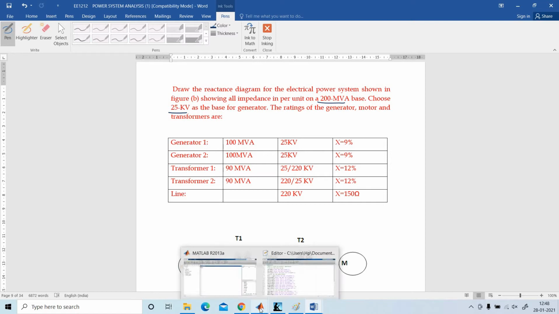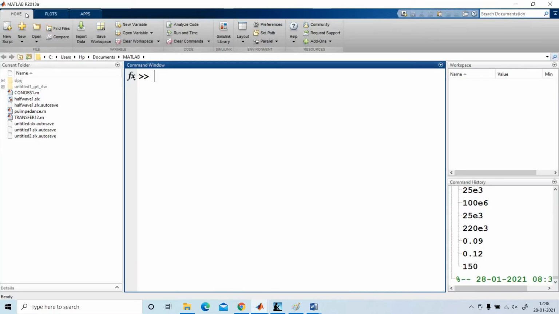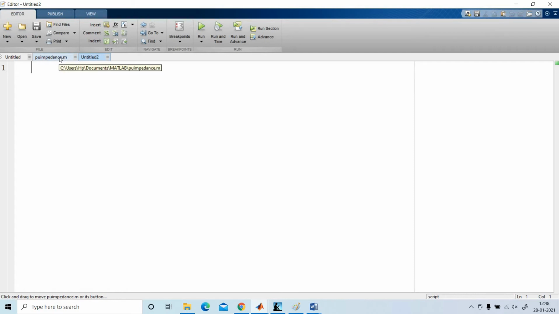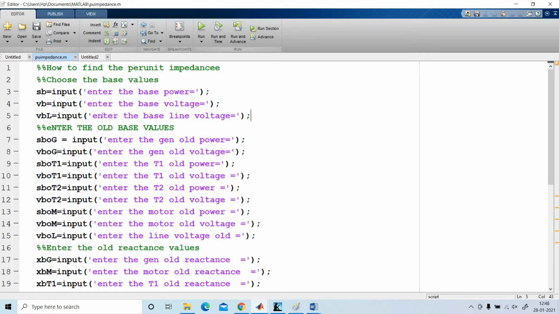First, step number one, open the MATLAB window. Next, I have to press this new script and find the per unit impedance. I have to put the values one by one. Choose the new base values first. New base values are chosen as 200 MVA and 25 kV. SB is the apparent power, VB is the voltage, VBL is the line voltage.